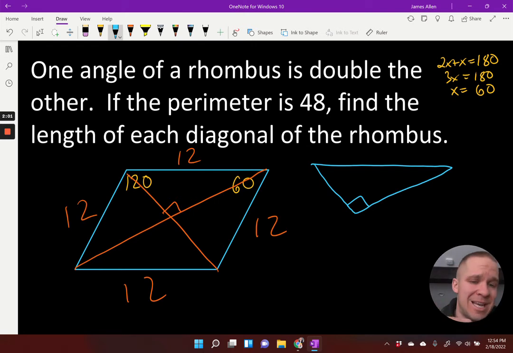And what happens with the diagonals and the angles of a rhombus? They actually bisect the angles. So the 60 got bisected to be 30, and the 120 will be bisected and become 60. So now I have a 30, 60, 90 triangle with a 12 as my hypotenuse.